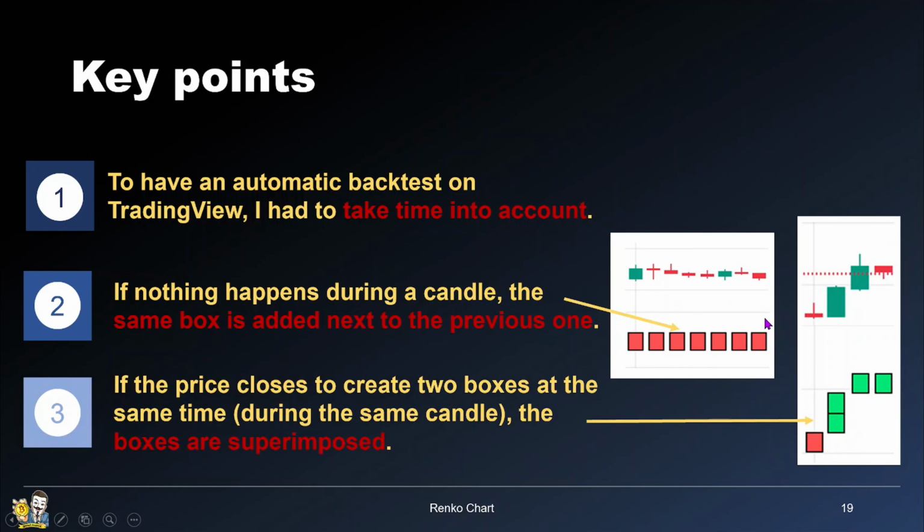Nothing happens during these 8 candles, and so we plot 8 boxes side by side. And if the price closes in a way to create 2 new boxes, then these 2 boxes will be superimposed. We can see on this image that there was a strong movement during this candle, creating 2 new boxes, which will therefore be superimposed. Let's return to TradingView to analyze the strategy's performance.